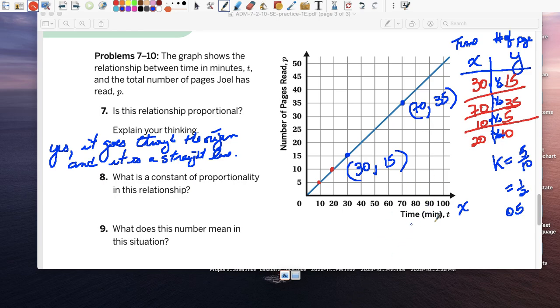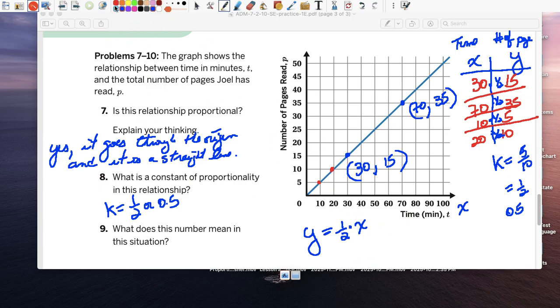So let's write the equation. Here it says the constant of proportionality is a half, 0.5. Okay, let's get the equation. What is the equation? Well, if I want to know how many pages you read or you're going to read, I need to know how much time. So to find the number of pages that I'm going to read, it's going to be half, or 0.5, multiplied by the number of minutes. So this is going to help us answer question 9.